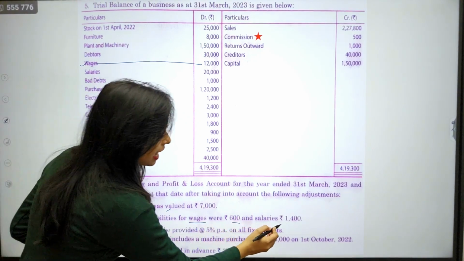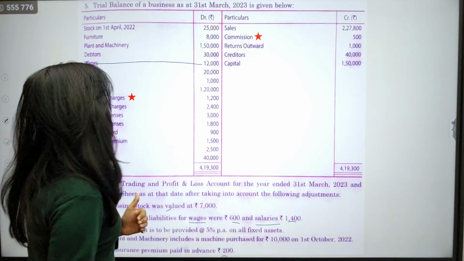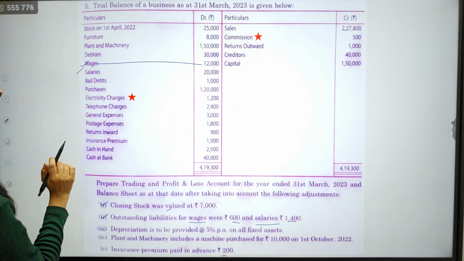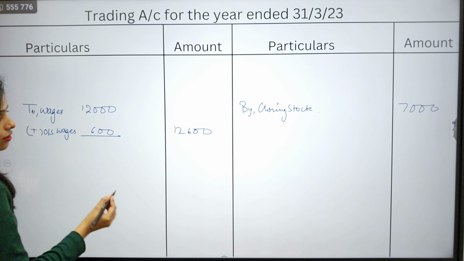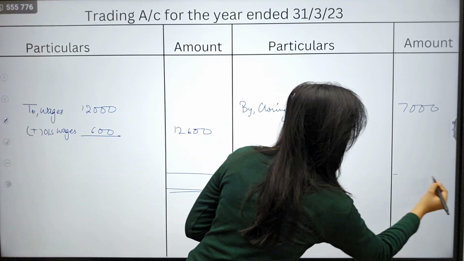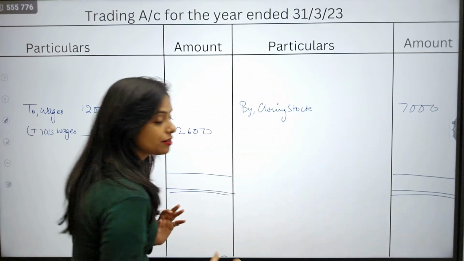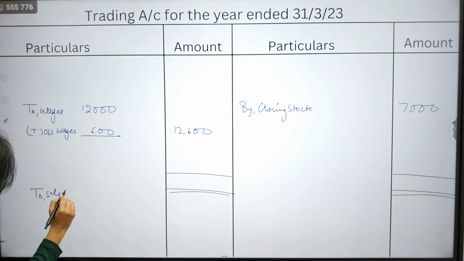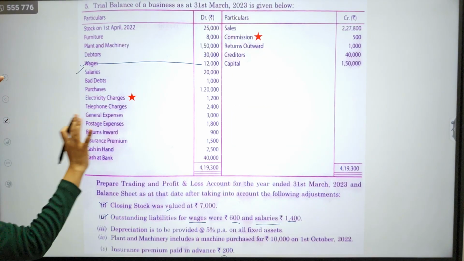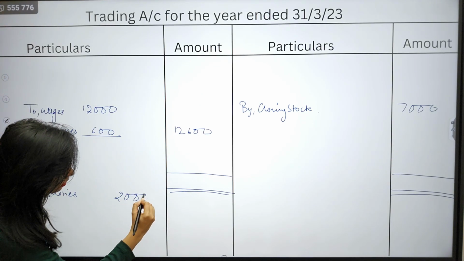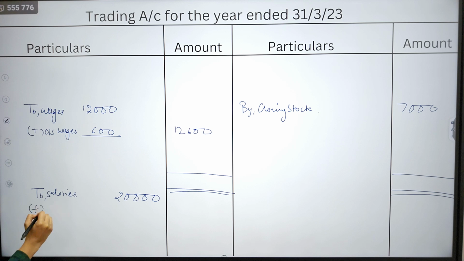Next is salaries also are outstanding, 1400 rupees. How much salaries have we given in this year? 20,000 rupees salary. Salaries always go to the PL account. So let's assume that our trading account would close somewhere here. And we start our PL account below that. So I will write salaries over here. How much was it? I forget the amount. 20,000 rupees. Okay. Now it is telling me that there are outstanding expenses in the name of salaries also.